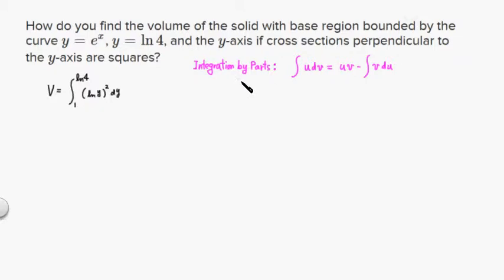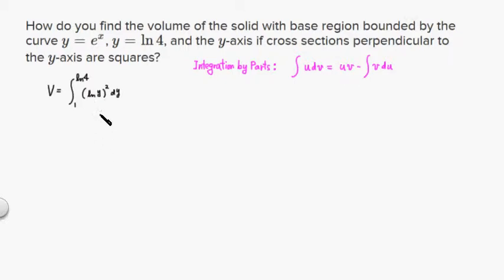Alright, so let's review integration by parts. So it goes like this. The integral of u dv is equal to uv minus the integral of v du. Right, so let's try to use that.